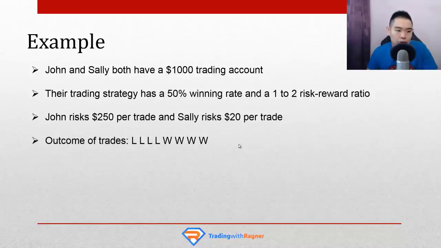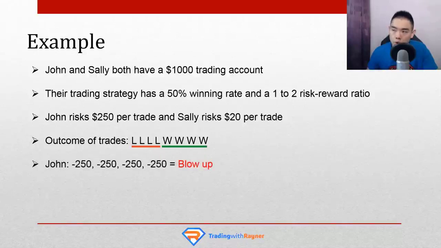Let's say the outcome of the trades for both of them is in this sequence. L stands for losing. Lose, lose, lose, lose, then win, win, win, win. Now what is the outcome for both traders? Let's look at John. He loses $250 because the first trade is a loser, loses another $250, another $250, another $250, and then he blows up. Before he could even smell a winner, he lost his entire trading account.